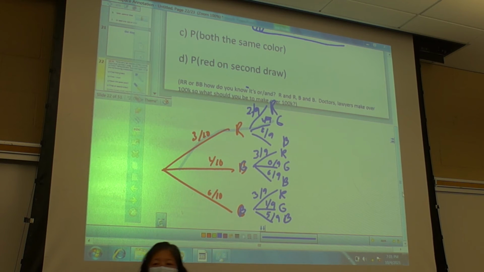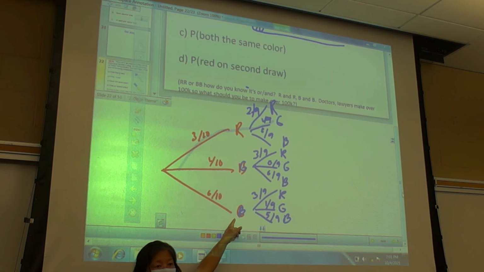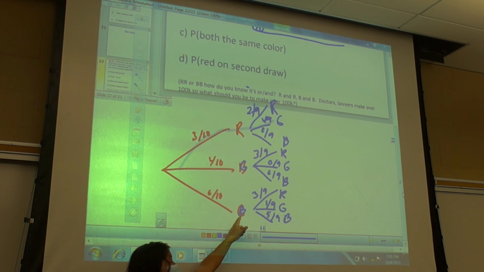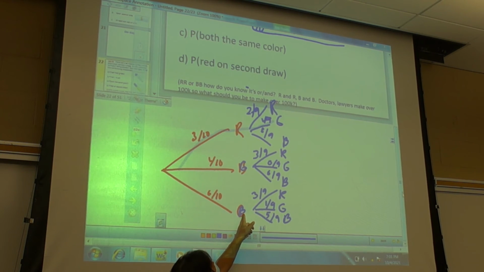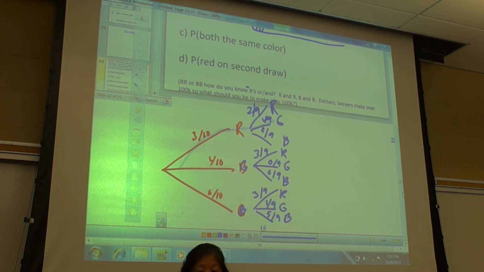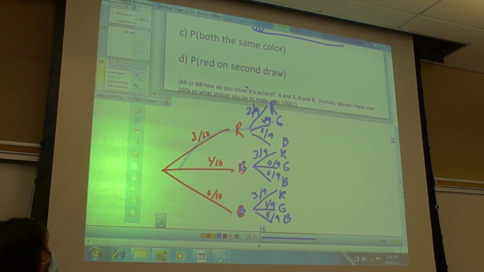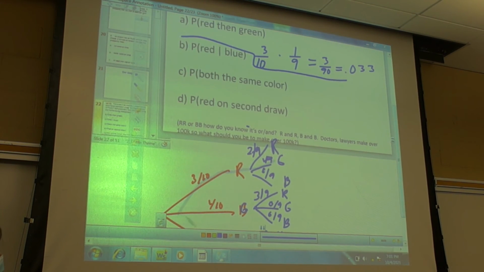Red given blue means you're given blue came first. So it means 100% you know the first draw was blue. So given I'm standing at blue, red given blue means you're standing right here. If I'm standing right here, what's the probability of drawing a red? 3/9. So it's super easy. Don't make it hard. However, on average, 1/3 of the class typically misses that problem on the exam.